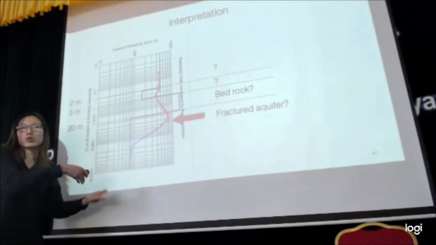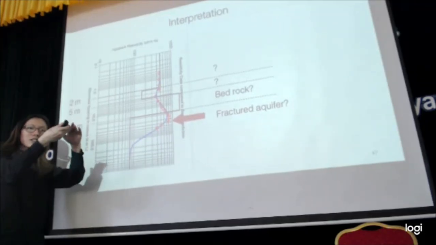Fractured rock could be 40 to 400 ohm-meters. So 70 is inside the range.